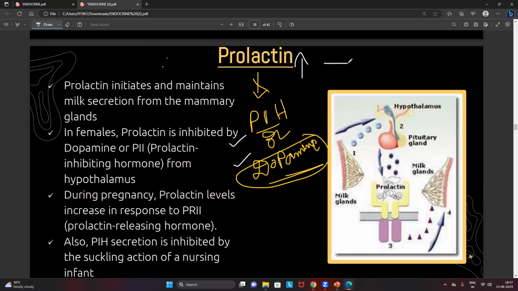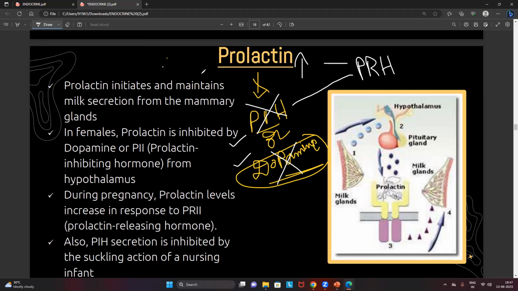Then what hormone is going to be released? There is a hormone called PRH. We can call it prolactin releasing hormone. Not to get confused with that. What is the function of prolactin releasing hormone? It will go and suppress the prolactin inhibiting hormone, or it will suppress the level of the dopamine.